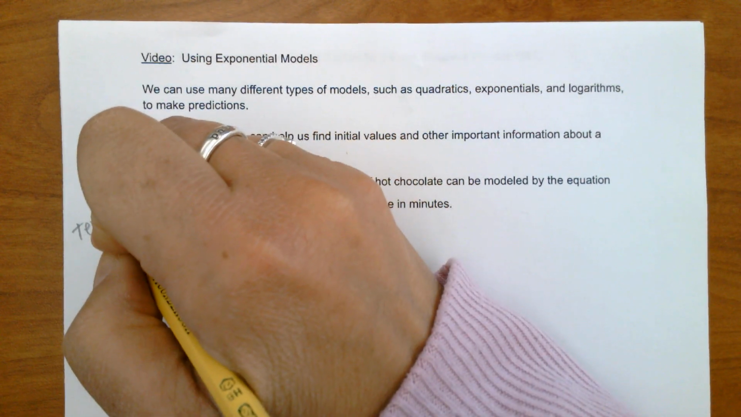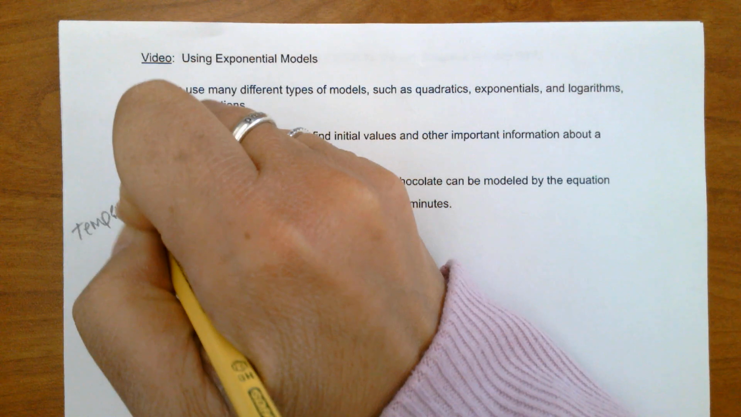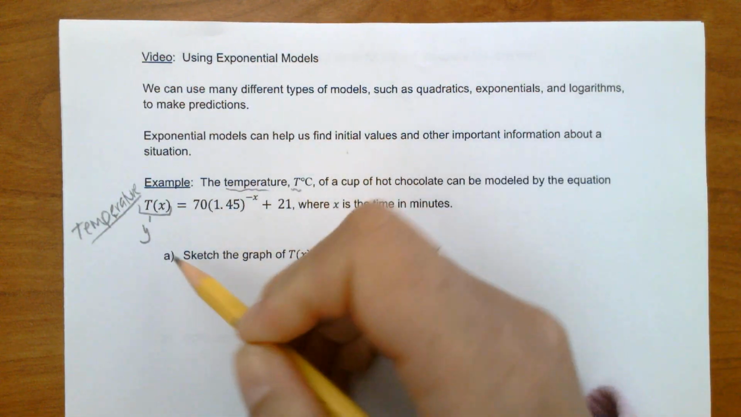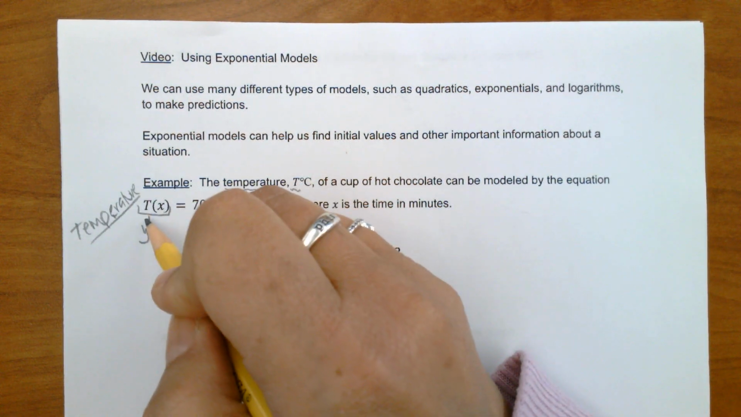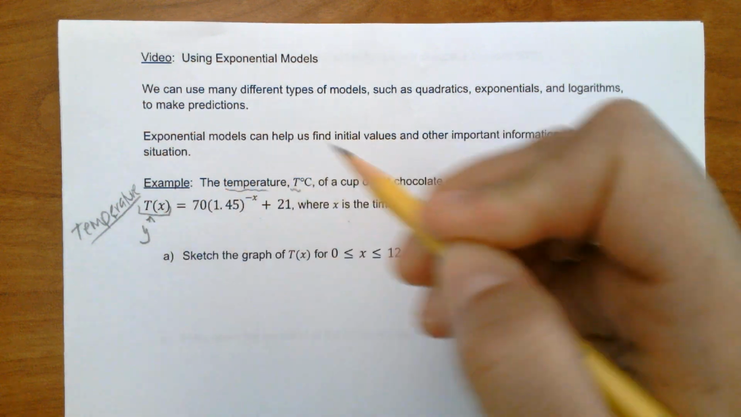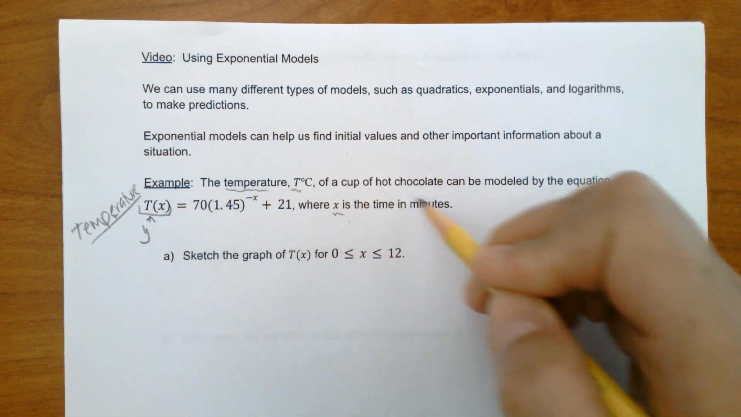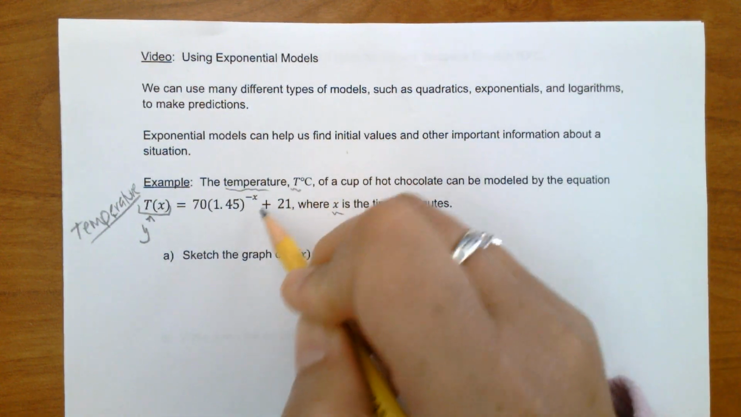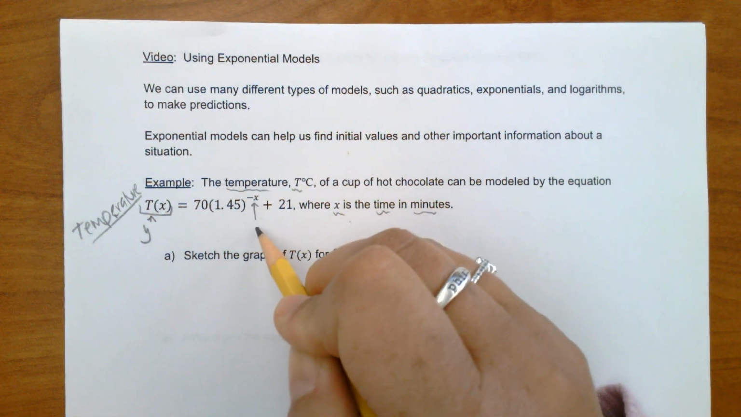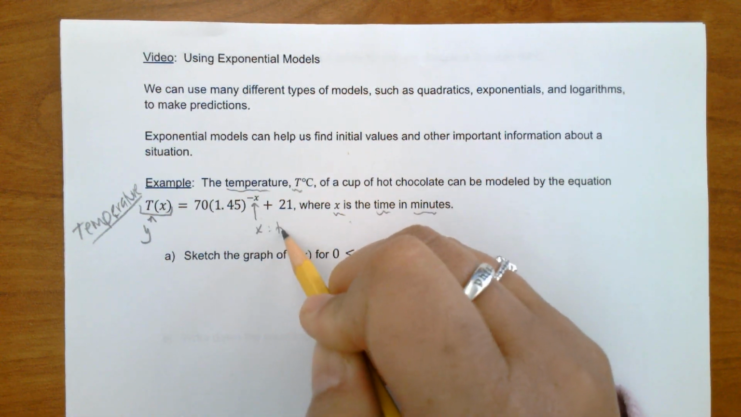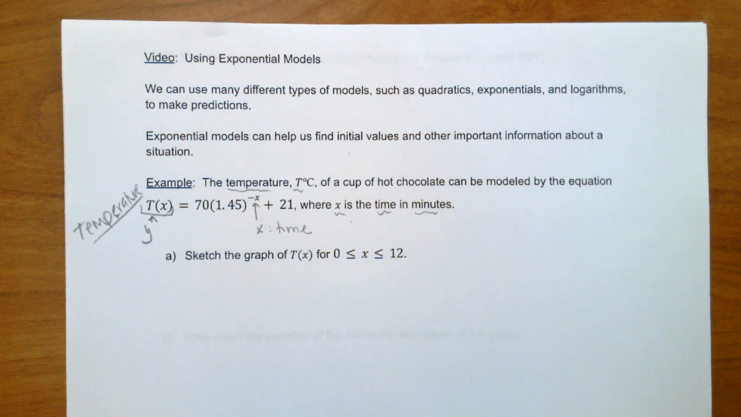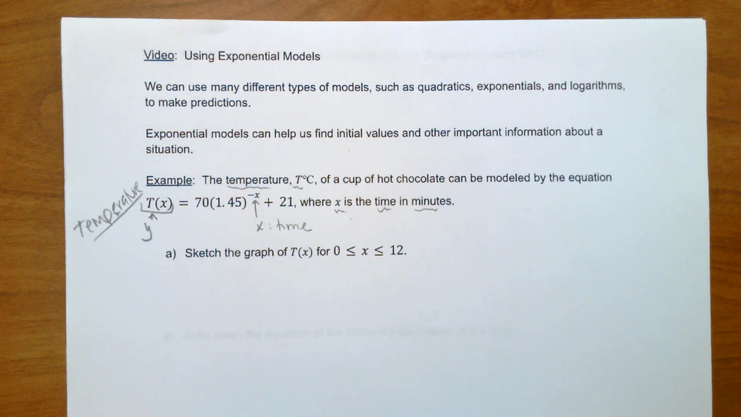So this right here, which is our Y, is going to be temperature. I'm going to spell it out. Okay, so temperature is our Y value, which is our T of X. What's our X? X is the time in minutes. So right here, X is time. All right, let's keep going. Let's see what we need to do now.